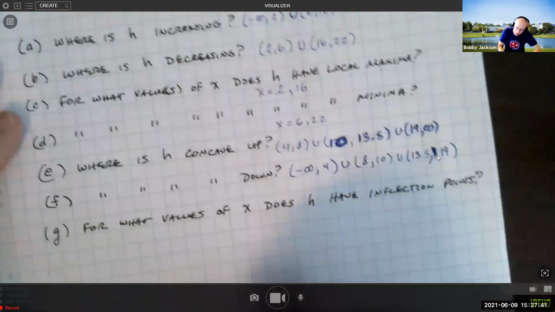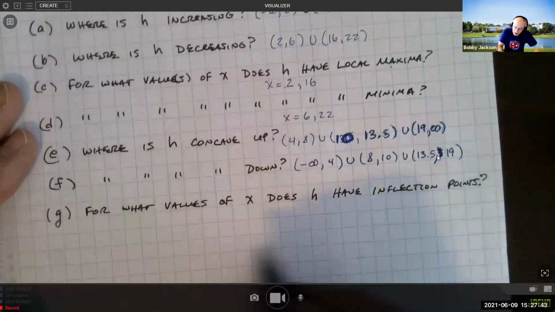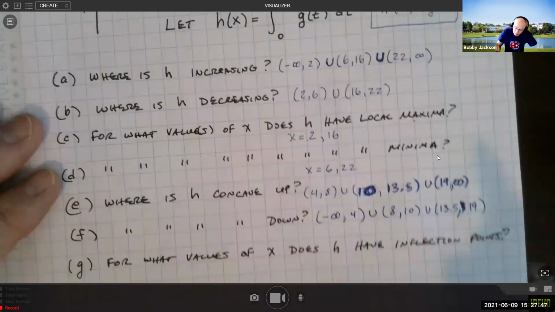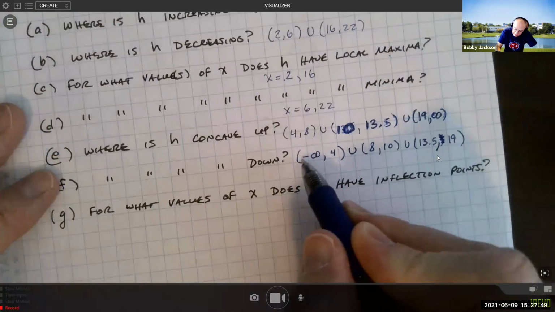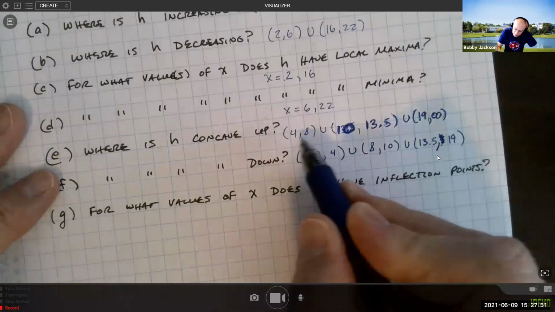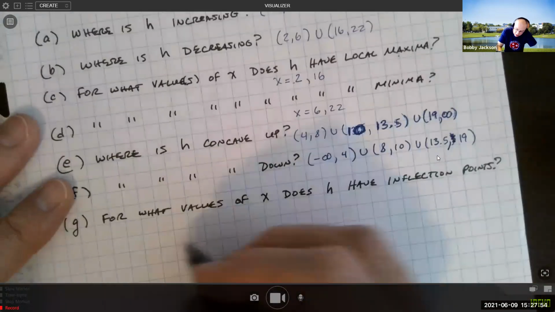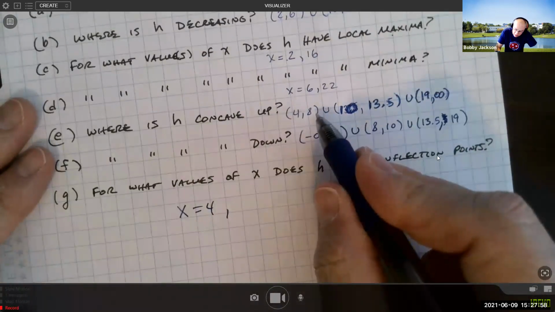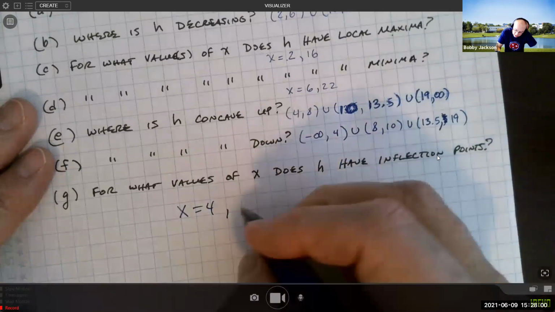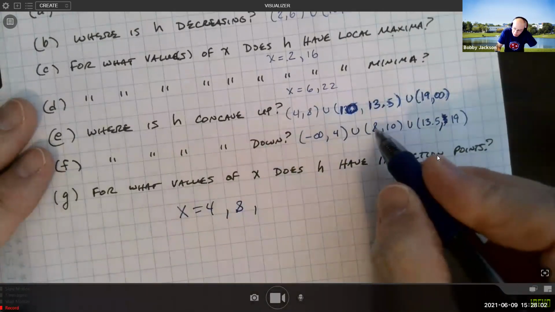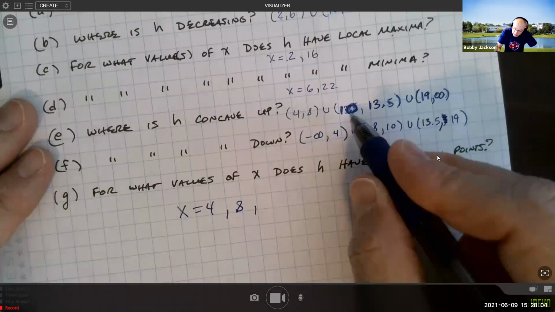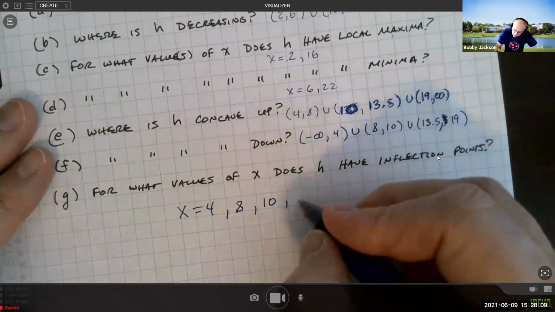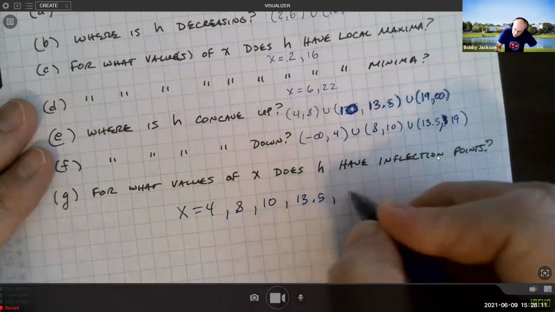Okay, so where do we have points of inflection? You can answer that question without even looking at the graph, because we're going concave down from negative infinity to 4, and then all of a sudden from 4 to 8 we're concave up. So at 4 we have a change in concavity, and then 8 to 10 we're concave down, 10 to 13.5 concave up. So at 10 and 13.5 we change, and at 19.